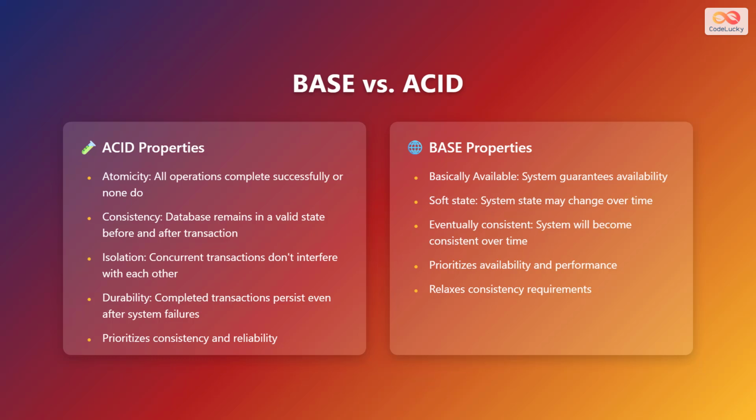BASE, on the other hand, stands for basically available, soft state, and eventually consistent. Basically available means that the system guarantees availability. Soft state means that the system state may change over time. Eventually consistent means that the system will become consistent over time. BASE prioritizes availability and performance, relaxing consistency requirements.